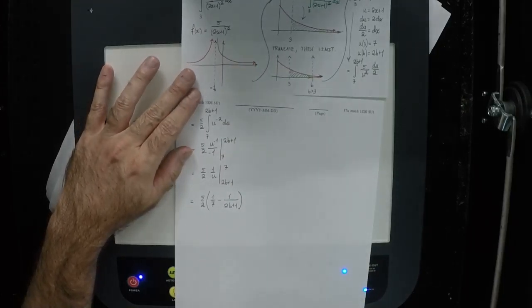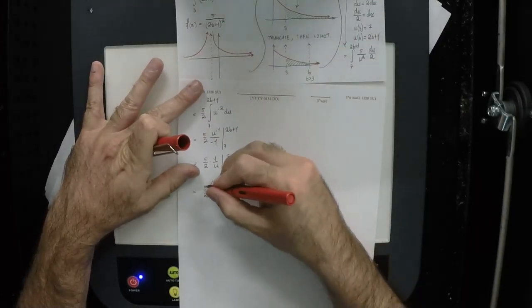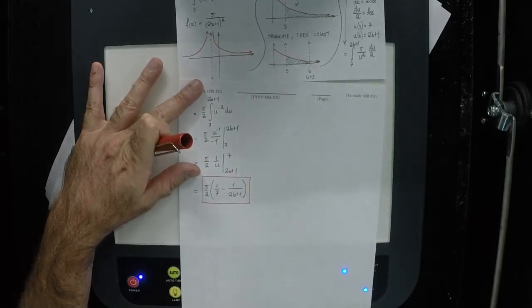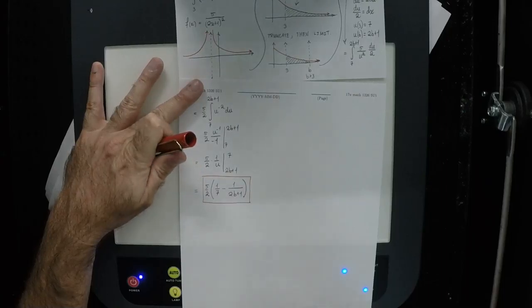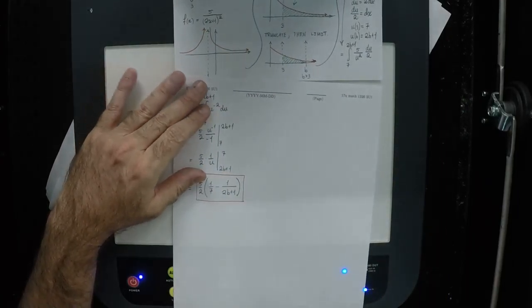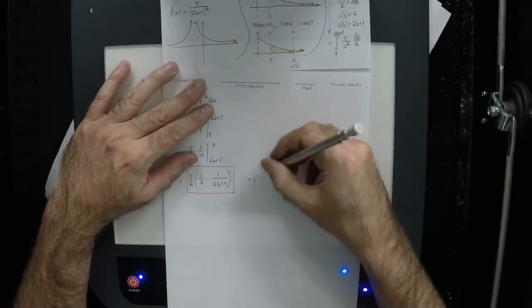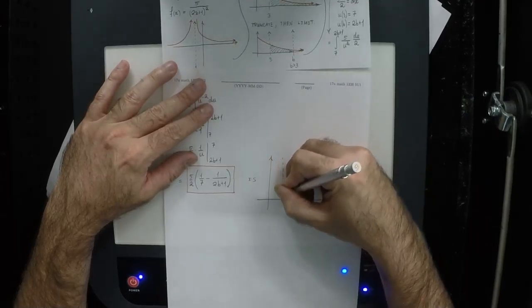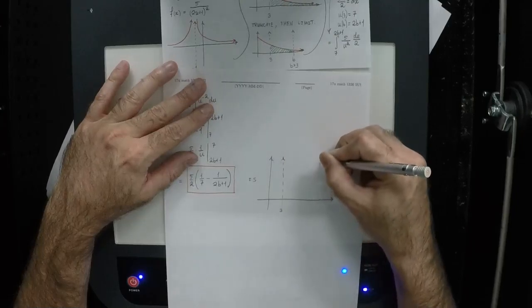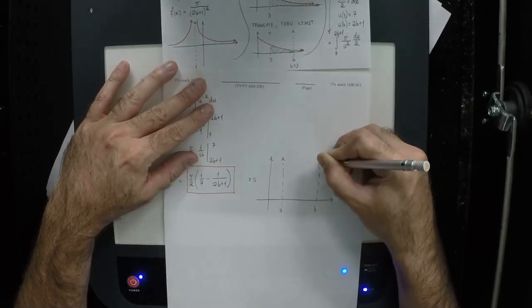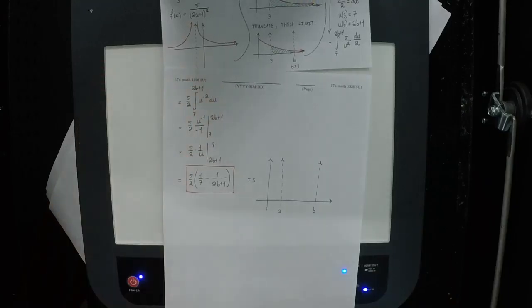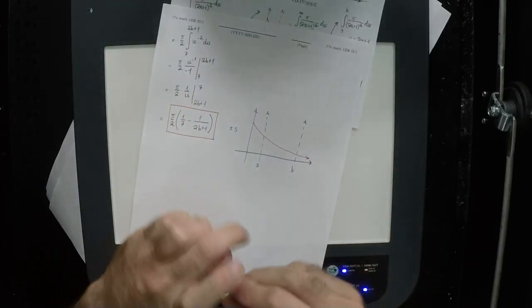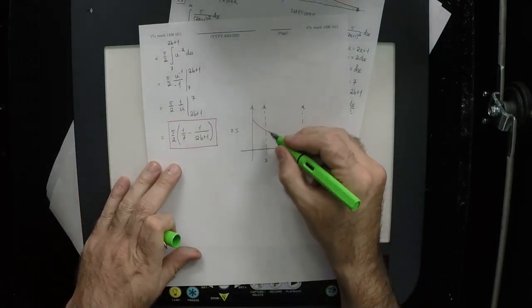Now, what is the meaning of this? What is this? From 3 to b, right? That's the truncated area. That is to say, this is this much area.